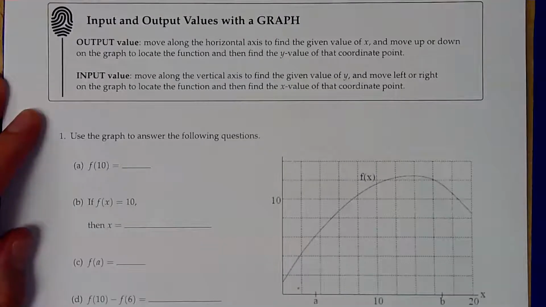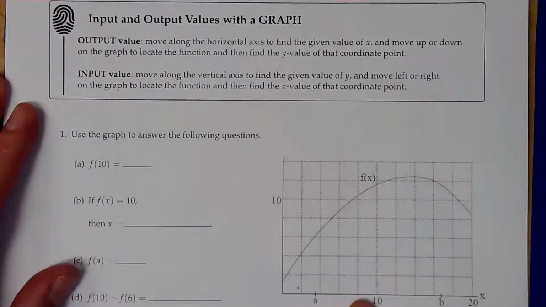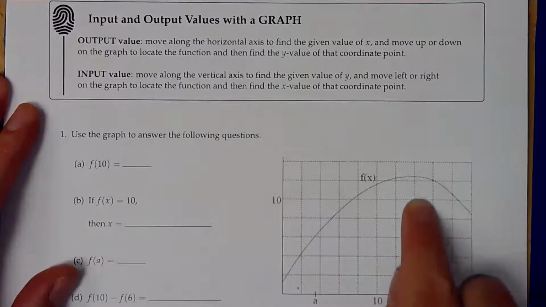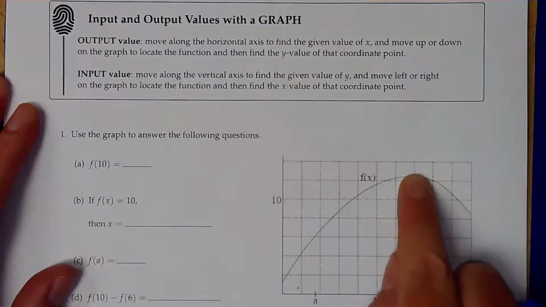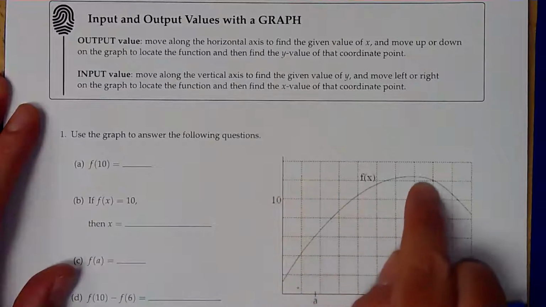All right, so let's look at how we find output and input values with a graph. For an output value, remember you're going to be given the x value and you're going to find the y value. So you get the independent and you're going to use that to find the dependent. So what we do is we find the value of x that we were given, and then we go up or down to where our function is at, and we get the y value associated with that point.